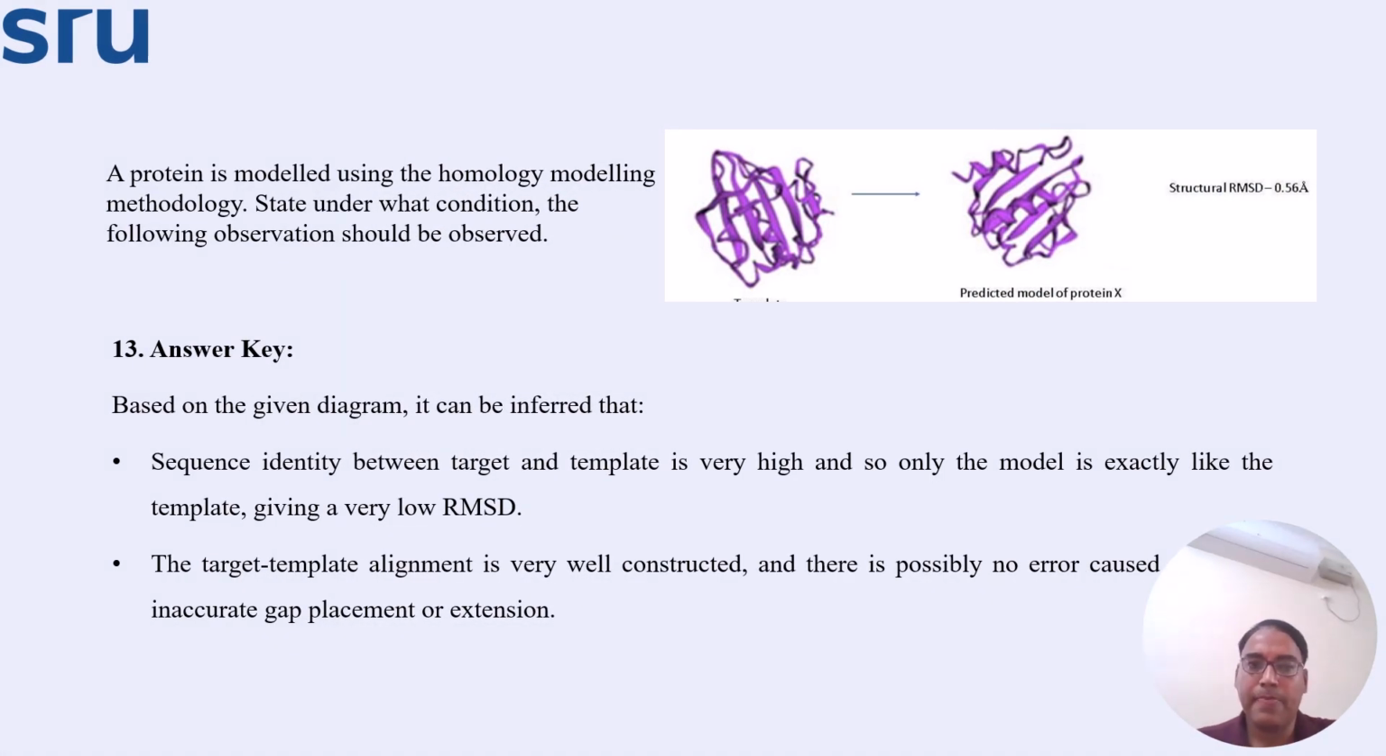Now see, a problem is model. This I already told you last time, but now see here 0.56 Armstrong is the RMSD level, which is very less. Means everything has gone properly. Last time the protein RMSD was 3.5. Okay, it was not so good, but this time it is 0.56.